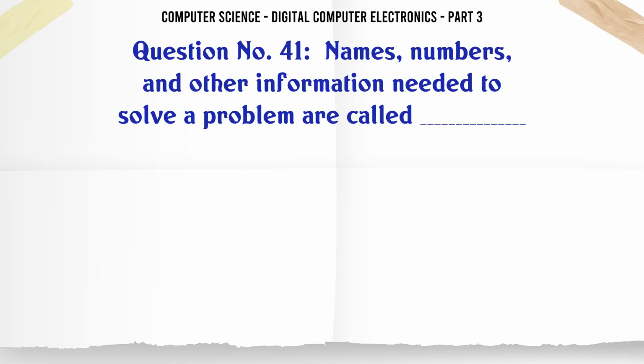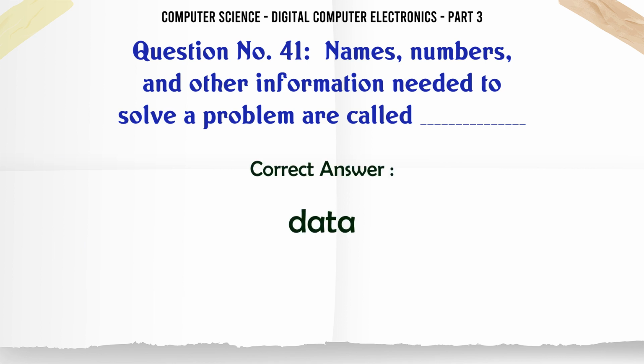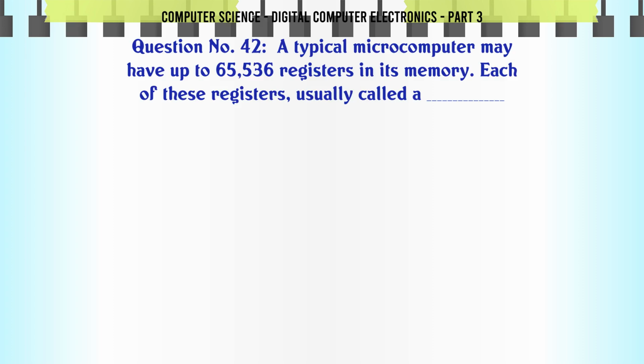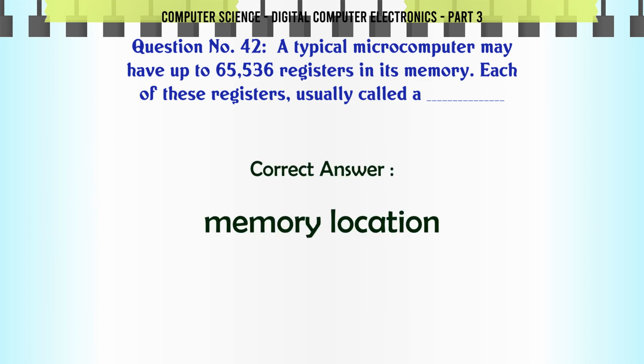Names, numbers, and other information needed to solve a problem are called A. Program. B. Instruction. C. Data. D. Controls. The correct answer is data. A typical microcomputer may have up to 65,536 registers in its memory. Each of these registers is usually called A. Address. B. Memory location. C. Registers. D. Chip. The correct answer is memory location.